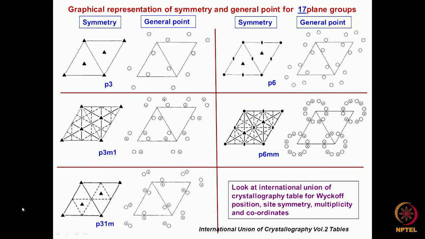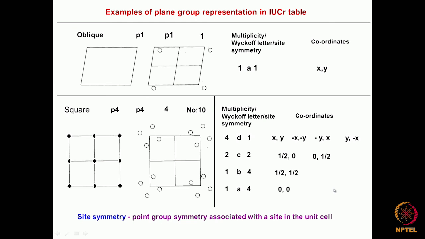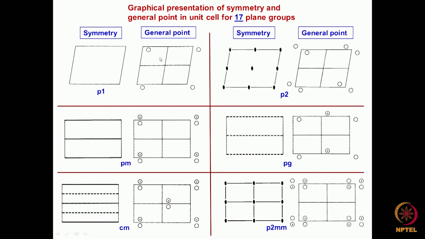12 planar groups can be generated by keeping motifs representing different 2D point group symmetry around each lattice point, that is one. And then the glide symmetry is generated when motifs are placed in a special way in the planar lattice. There are 4 additional planar groups generated. Then for the 3m group symmetry, there are 2 orientations possible, so they give rise to 1 additional planar group. So totally we have 17. These 17 are represented.